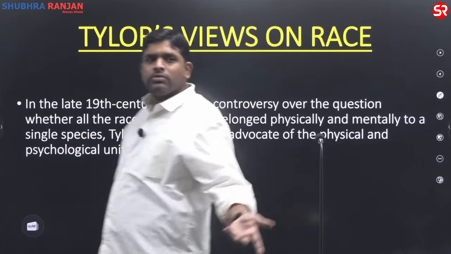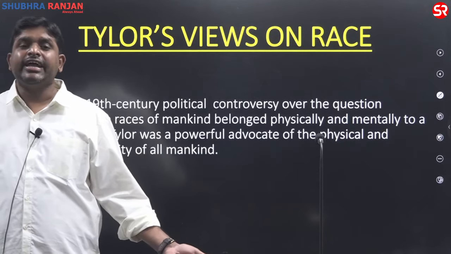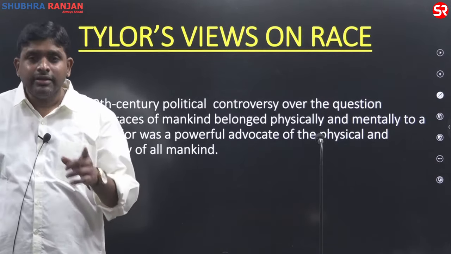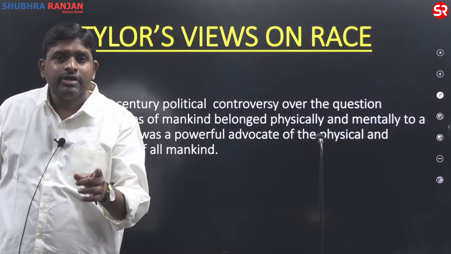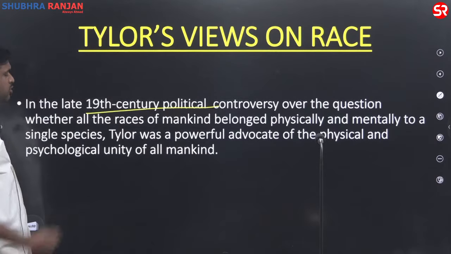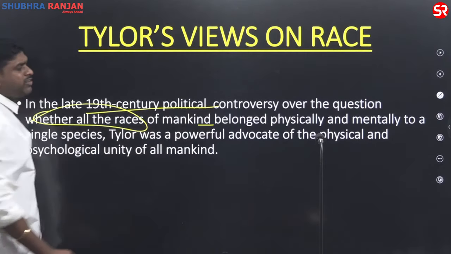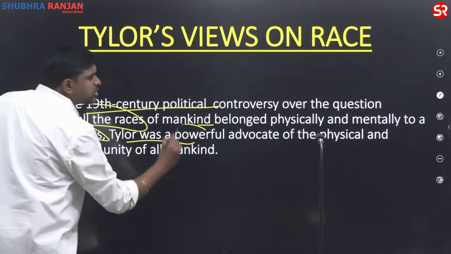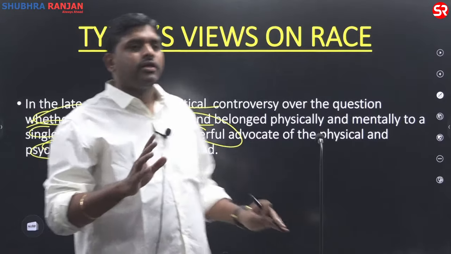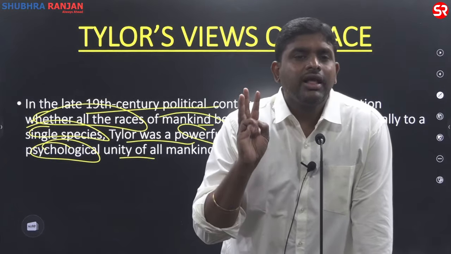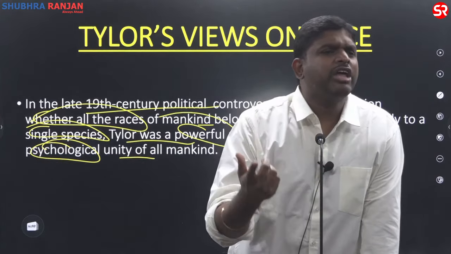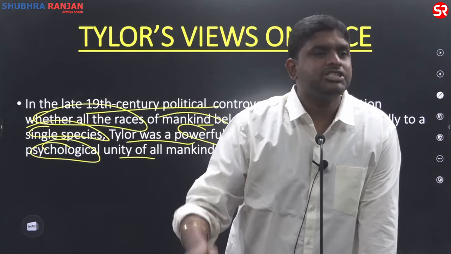Race. What do we know? In the late 19th century, means 1880, 1890, huge racism was there. He himself was a white man, but still he rejected the superiority feeling of racism as a psychological myth. In the late 19th century, political controversies over the question whether all the races of mankind belonged physically and mentally to a single species, Taylor was a powerful advocate of the physical and psychological unity of all mankind. So he told that man physical, man psychological will be same. The colors are according to the environment.